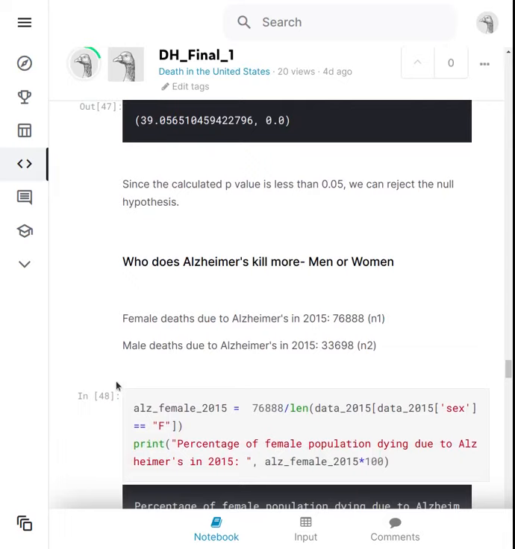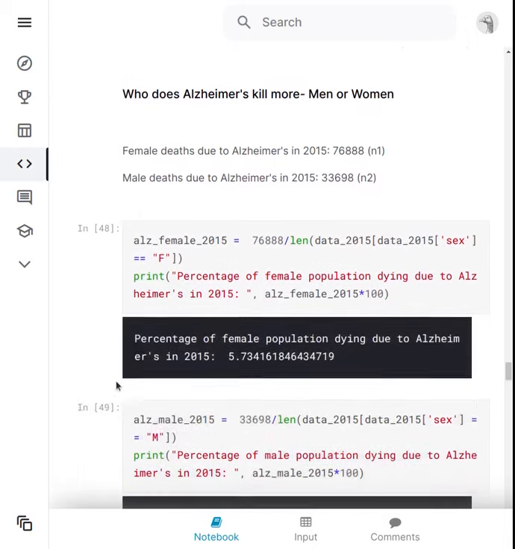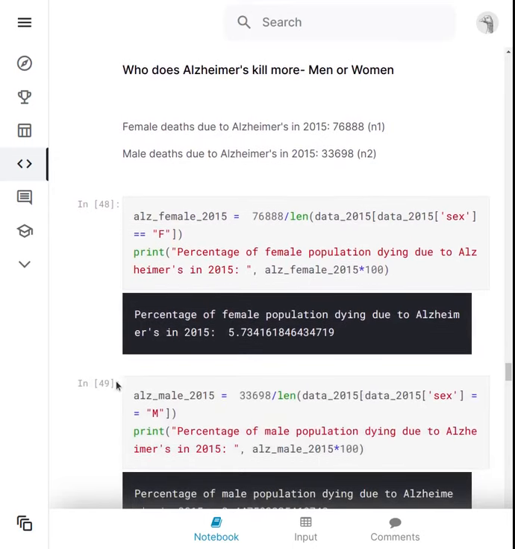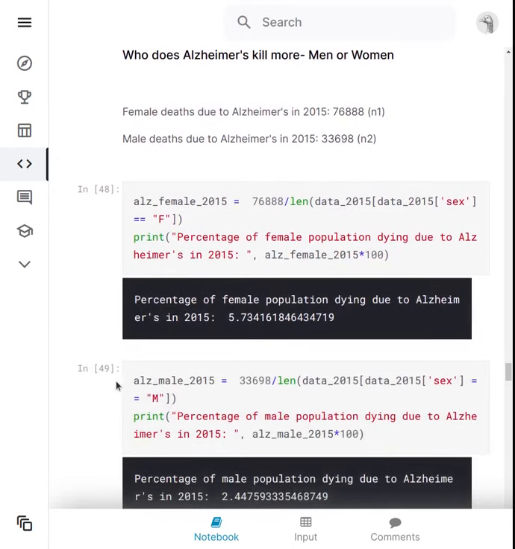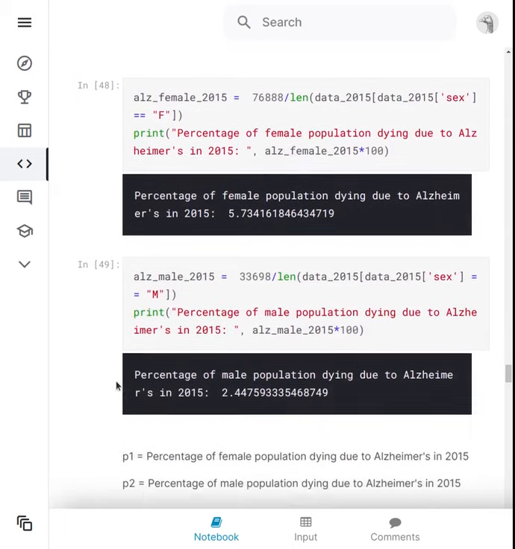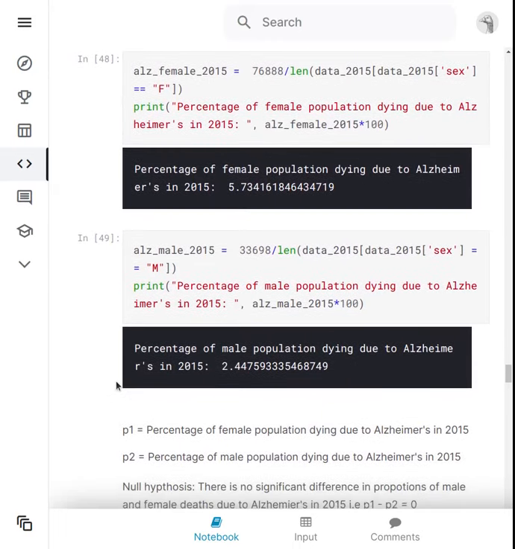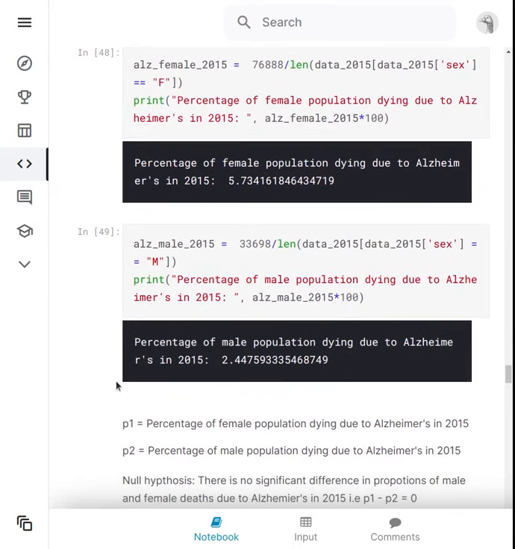In the t-test, a difference in population proportion, who does Alzheimer's kill more, men or women? Female deaths due to Alzheimer's in 2015 are more than in men. It stands around 76,888, and in males it stands around 33,698.